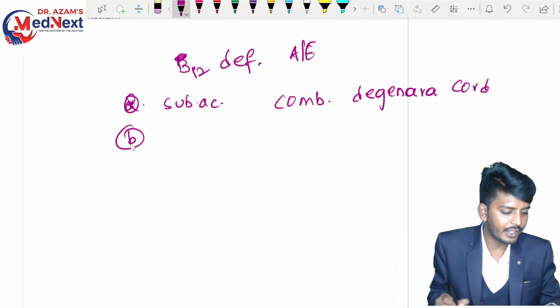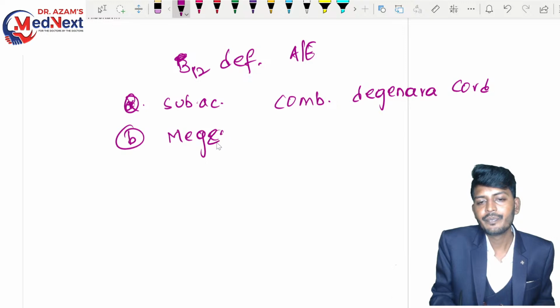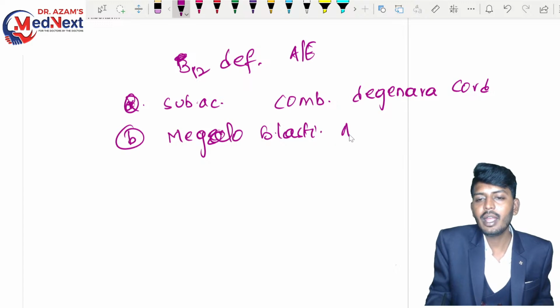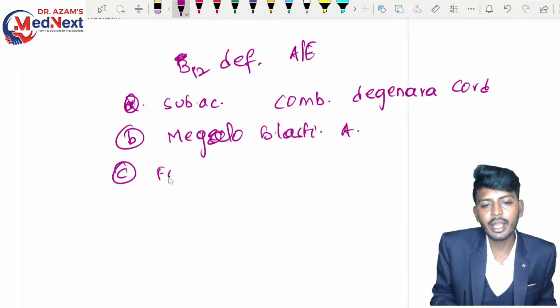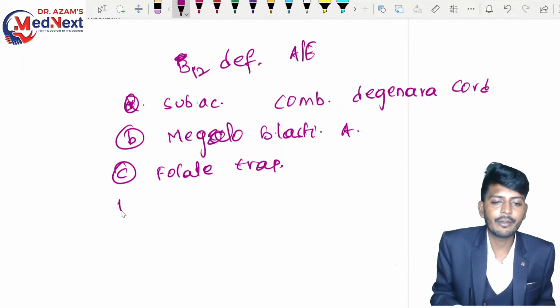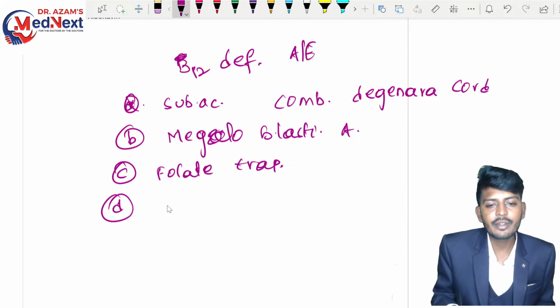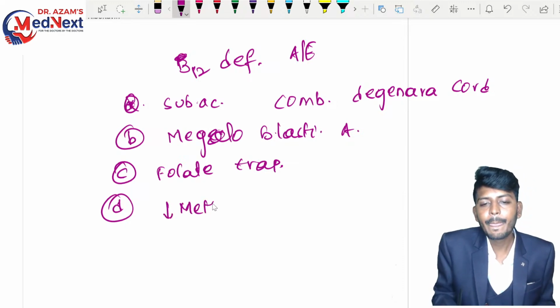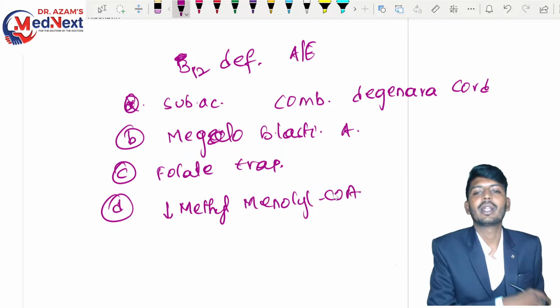Option B देखते बच्चों, what is given? Megaloblastic anemia, of course, megaloblastic anemia. Okay, then option C क्या दिया हुआ है? Let's look at folate trap. Okay, what is that? Folate trap. Okay, option 4 will be given as, what is that? Decrease of methylmalonyl coenzyme A.